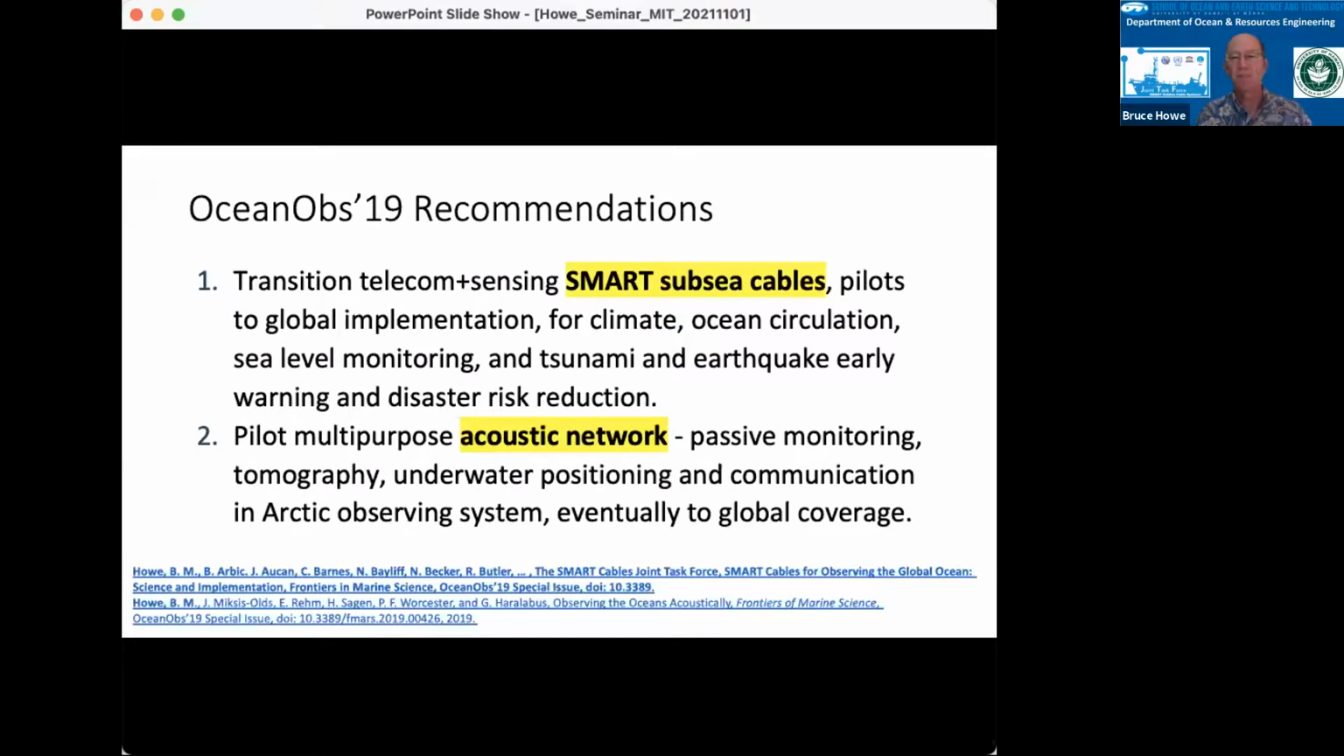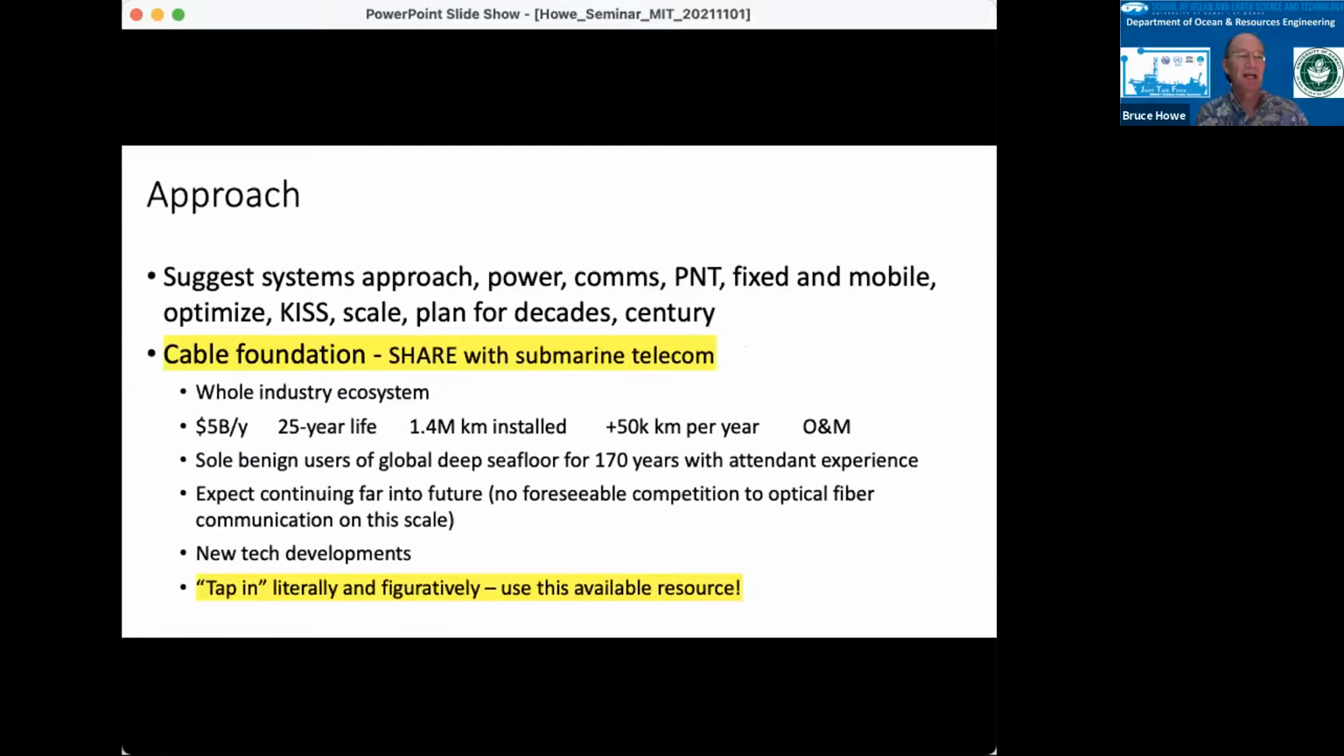So some of this is based on these two recommendations from Ocean Obs Conference 19 to implement smart subsea cables and multi-purpose acoustic networks. So again, I'm suggesting a systems approach here. One really needs to look at all of these aspects carefully and optimize it, keep it simple. So the fewer moving parts, the better. But at the same time, it has to scale to global scale, and then plan for decades and really centuries into the future.